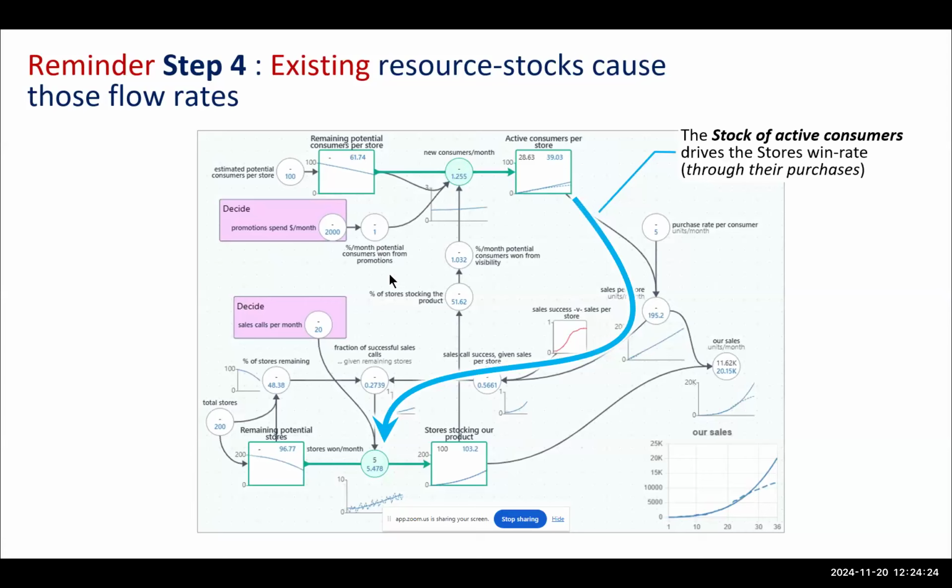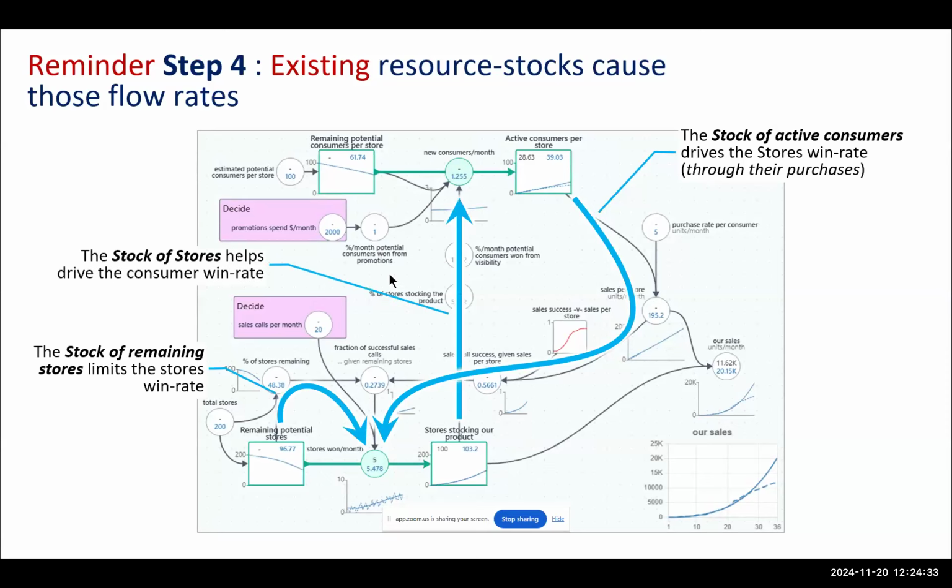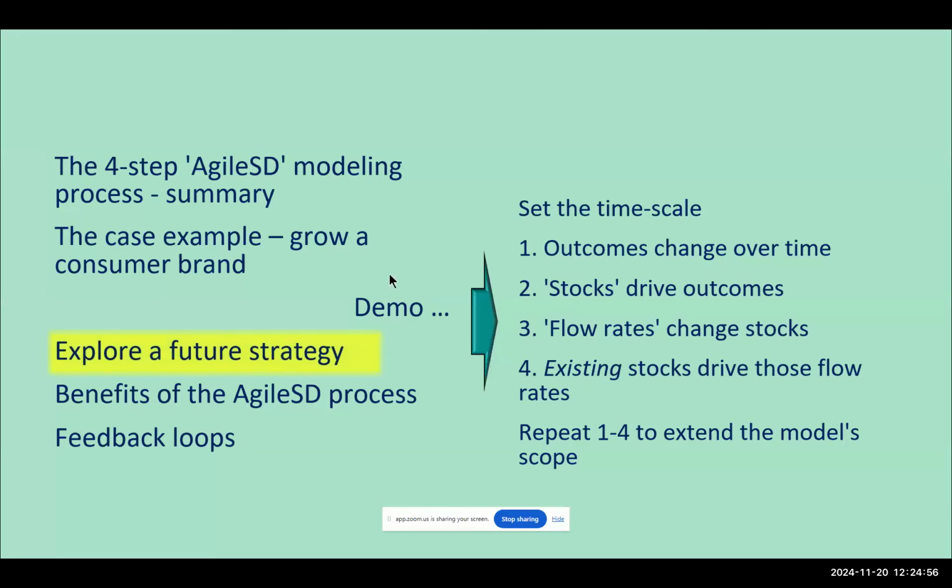We've shown that the stock of active consumers is driving the rate at which we win stores. We've shown that the stock of remaining stores is limiting that growth rate. We've shown that the stock of stores is helping to drive the consumer win rate. And we've shown that the stock of remaining consumers limits that consumer growth rate. We've now got a feedback structure here, and later slides in the deck that you get will go into exactly what that feedback structure is. But here are the causal links explaining the outcomes that we want here.